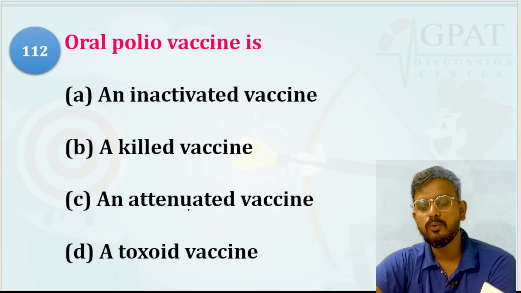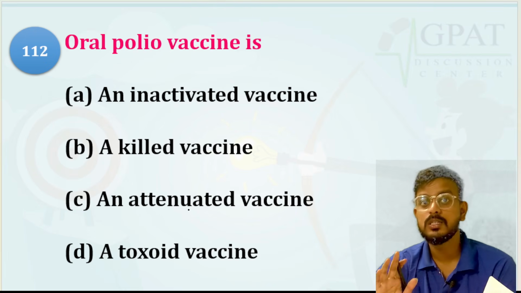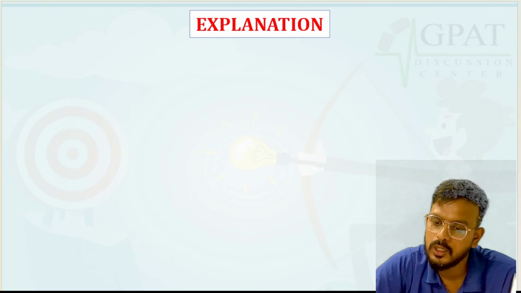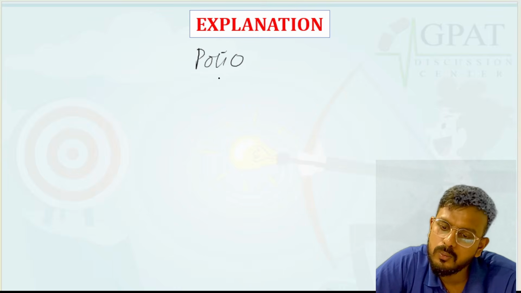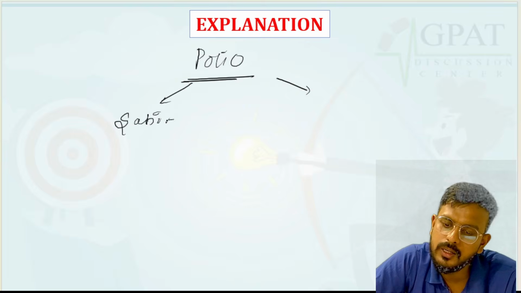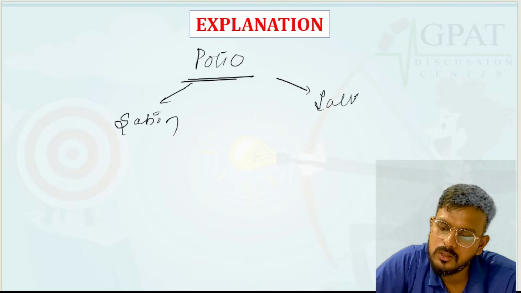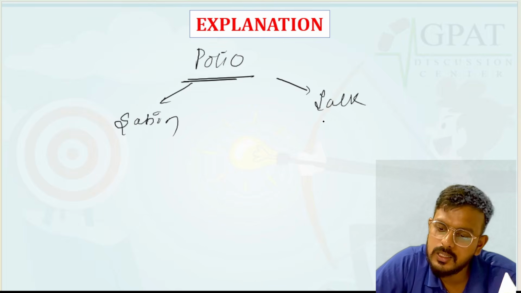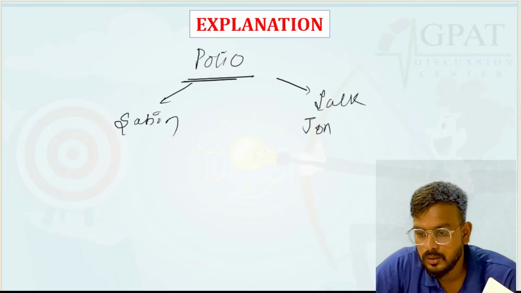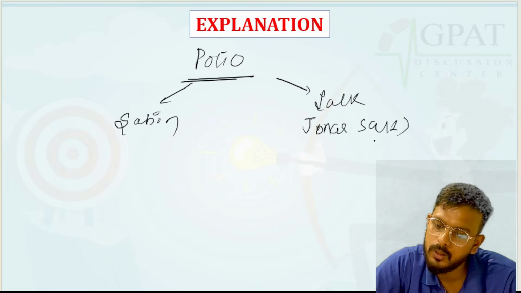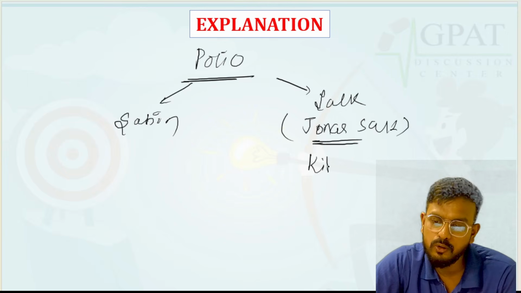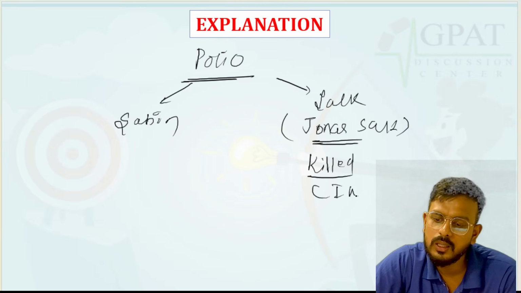Next question. Now the question is about the oral polio vaccine. Chalo, let's talk about this. Types of polio vaccine: there are two types of polio vaccine. One is Sabin, another is Salk. The Salk vaccine was developed by Jonas Salk. It is a killed polio vaccine, and it is given through the IM route.